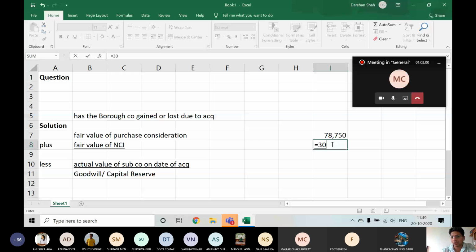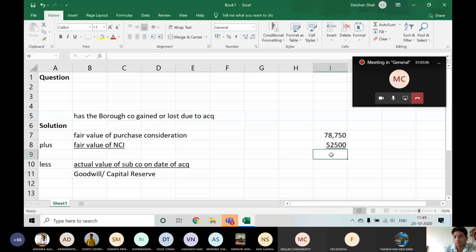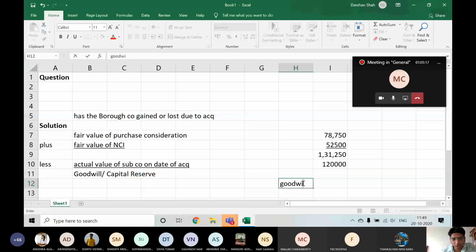Correct. So still, what is the payable amount? The total payable amount still is 1,31,250, and the value is 1,20,000. So again, we are going to pay more. Now how come we are paying more now? Because the actual value, this is on the date of acquisition.